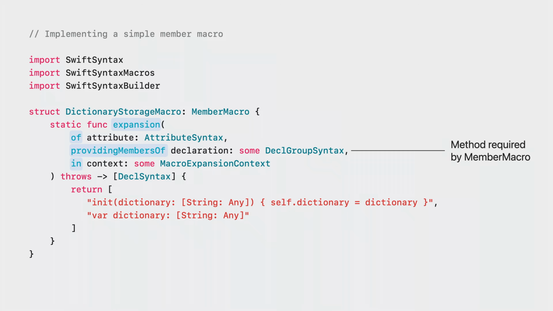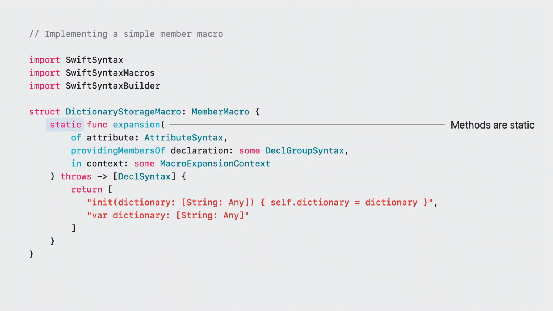Moving on to the body of this type, we see a method called expansion of, providing members of, in. This method is required by the member macro protocol, and it's what the Swift compiler calls to expand the member role when the macro is used. We're not using the arguments yet, but we'll talk about them later. For now, notice that it's a static method. All of the expansion methods are static, so Swift doesn't actually create an instance of the dictionary storage macro type. It just uses it as a container for the methods.